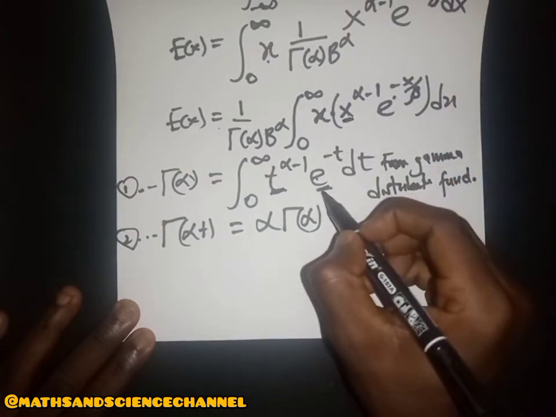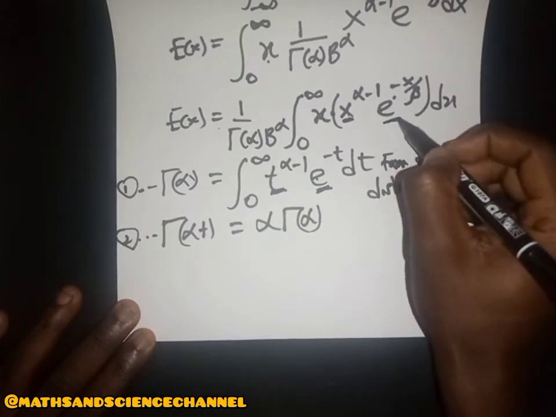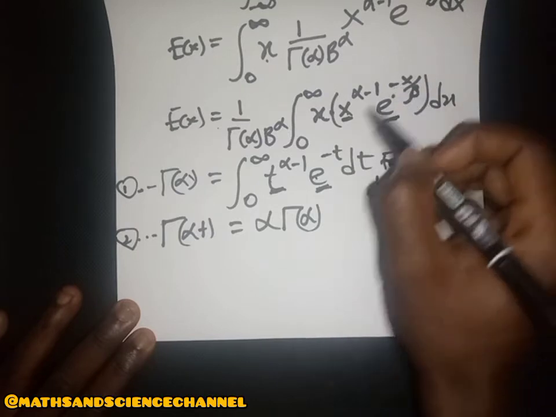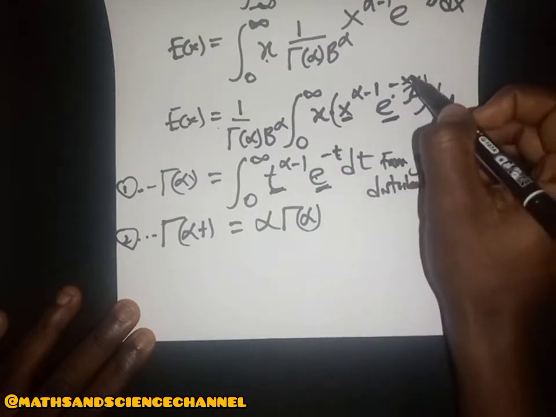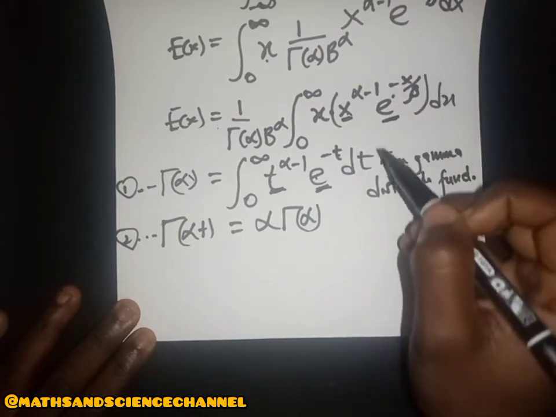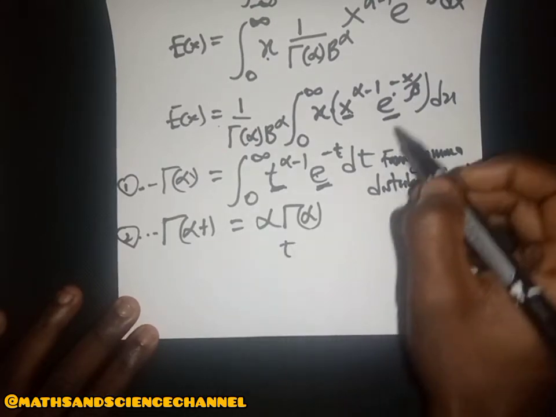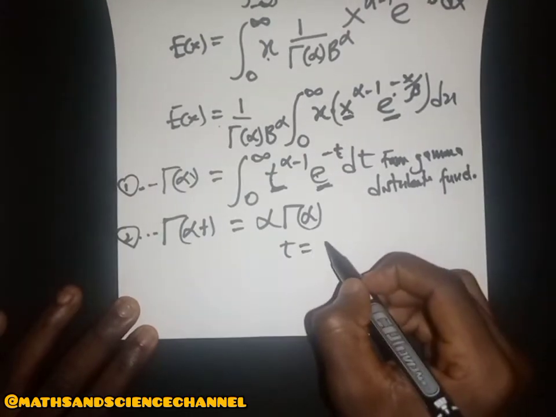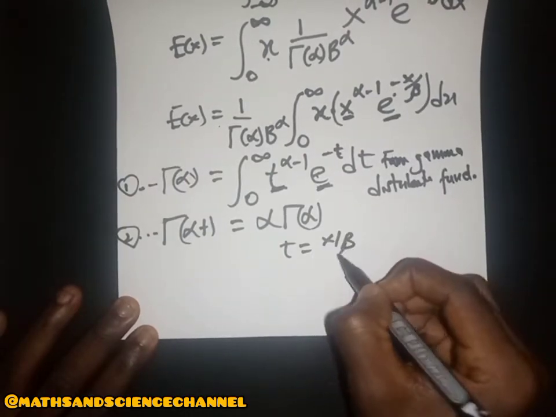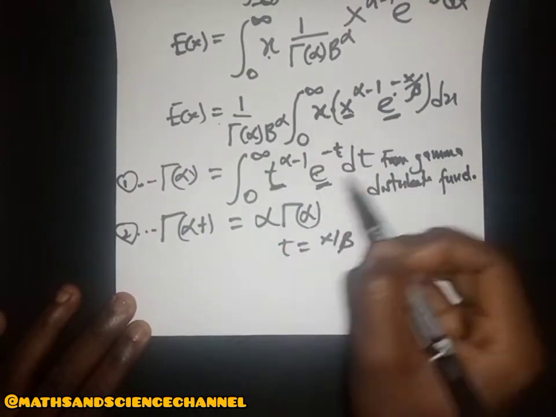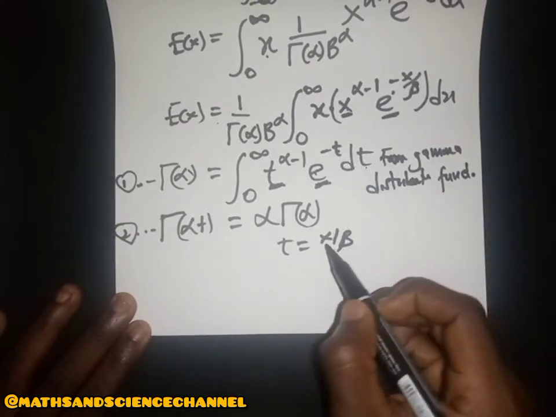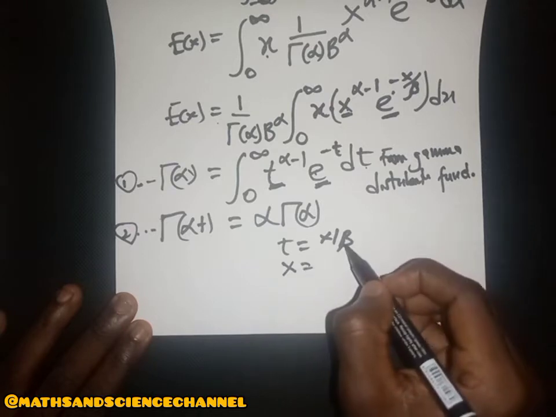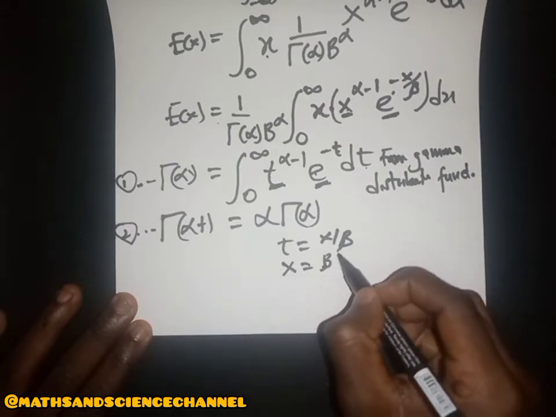So in this case, comparing this e here to what we have here, we realize that we have the e here, and then to the power negative, and then basically t here will be equal to x over beta. So by comparing them, t is equal to x over beta in this case. Now we want to write everything with respect to t. So all we can do here is to just make x the subject. So making x the subject, we have x being equal to beta t.